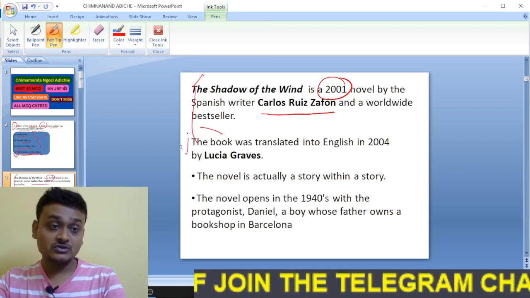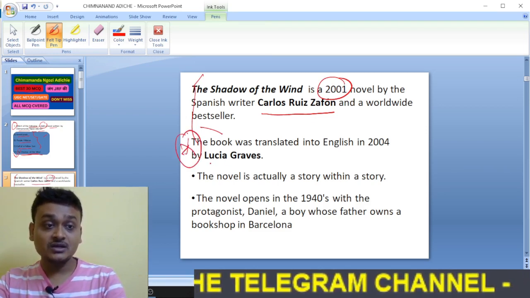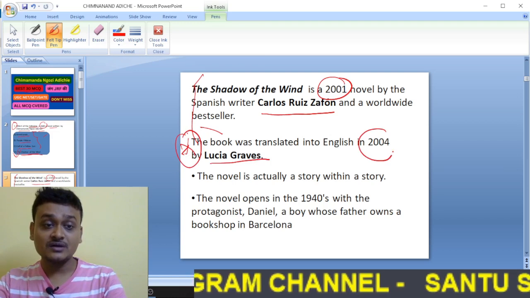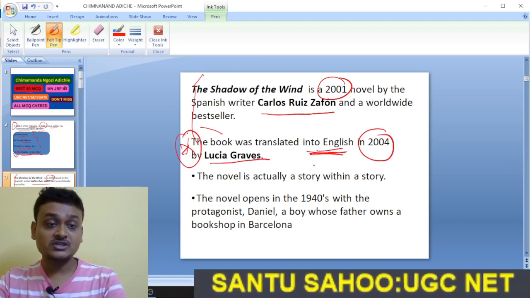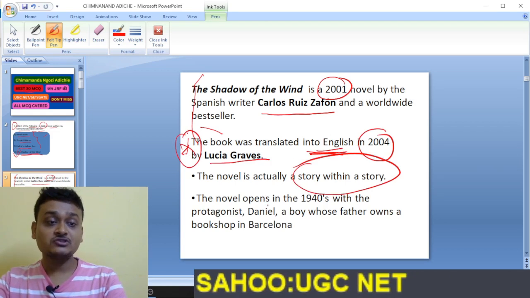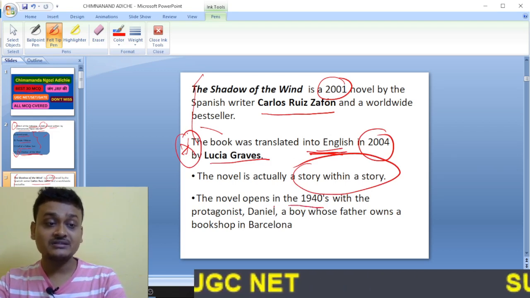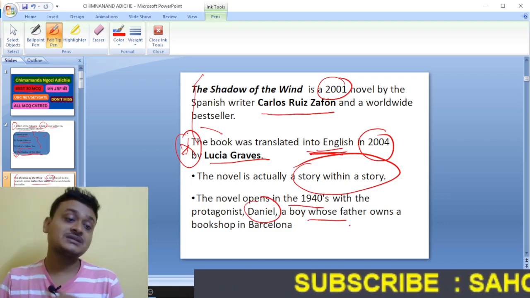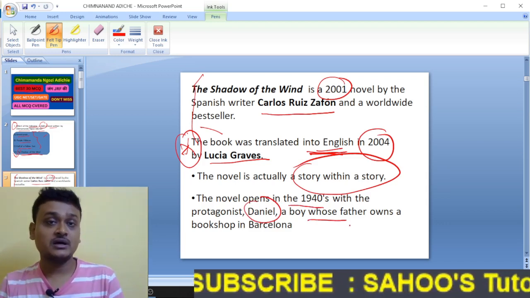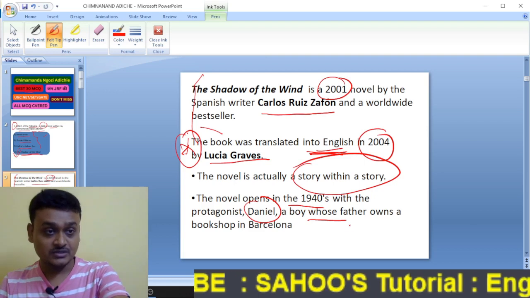This book was translated into English by Lucia Graves in the year 2004. This novel is actually a story within a story, and it opens in the 1940s with the protagonist called Daniel, a boy whose father owns a bookshop in Barcelona. Moving ahead to question number 2.